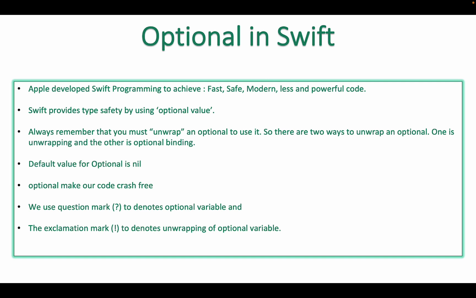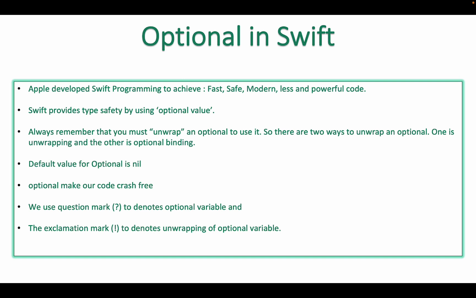Today we will learn optional in Swift program. As we know, Apple developed Swift programming to mainly achieve a language which must be fast, safe, modern and very less code, but it is a powerful code. So we use optional value to achieve safety in Swift code. That means optionals make our program crash free.